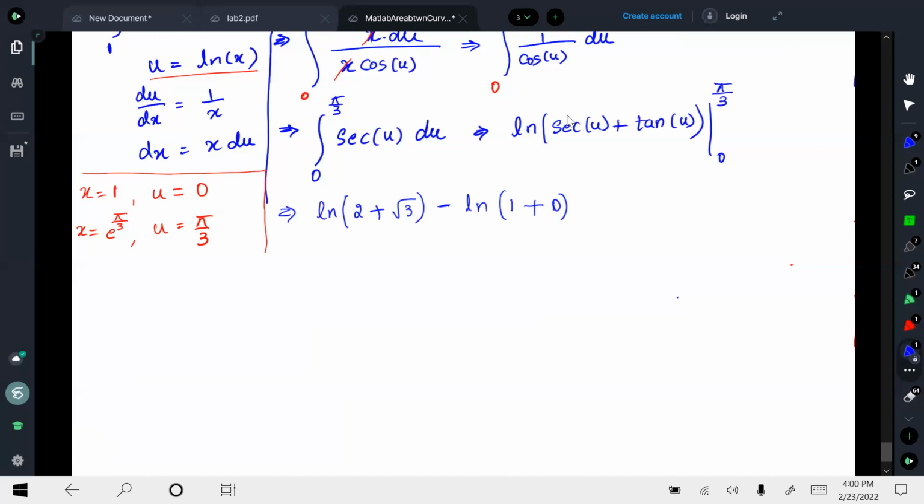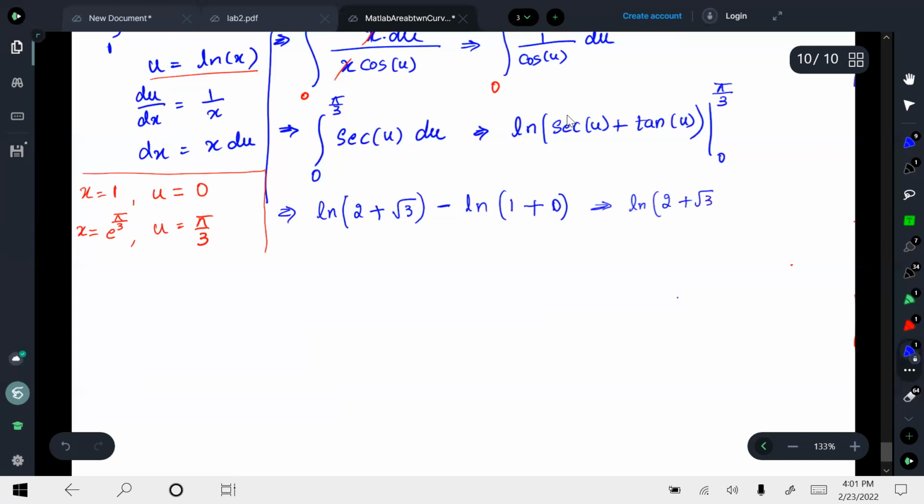Got it? Now, this will be ln of 1, right? So ln of 1 is 0. So what is the left out term? Ln of 2 plus square root of 3. Now, should I use plus c here? No. If you have a definite integral, you're not going to use plus c. Right? So this will be the final answer.